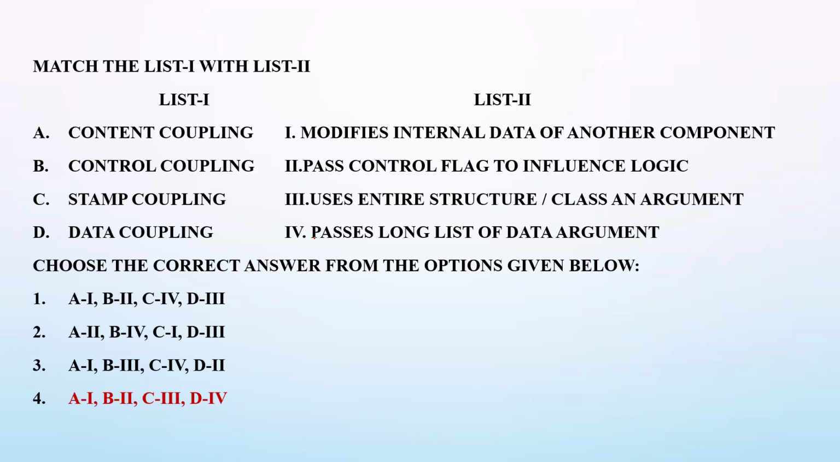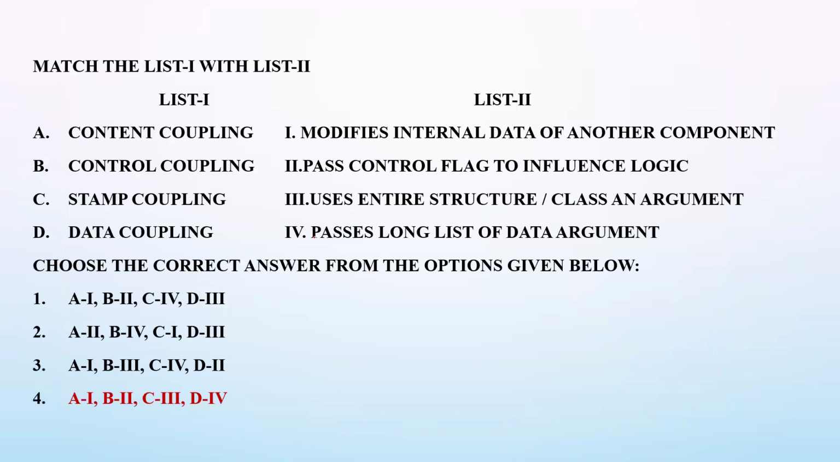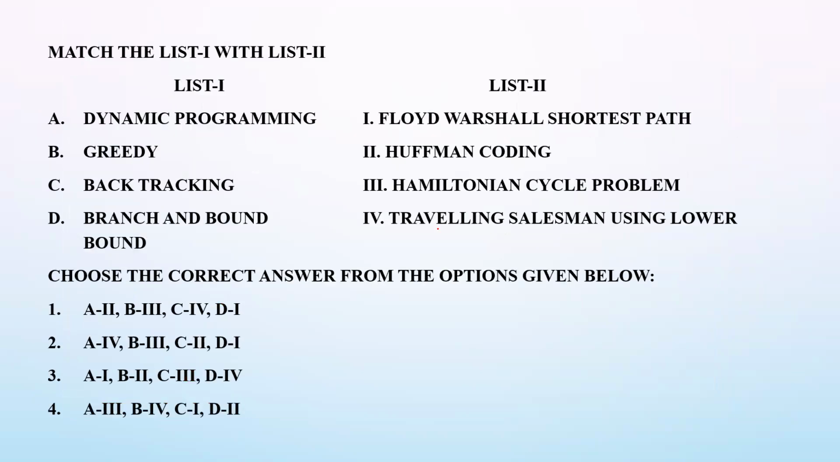For example, here I have given the explanation. What is data coupling? Modules communicate by passing only necessary data as parameters, which promotes independence. They have given the definition directly. That's all. And dynamic programming, greedy approach, backtracking, branch and bound, inference from data structures, this is also very important.